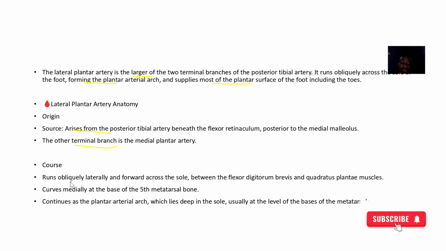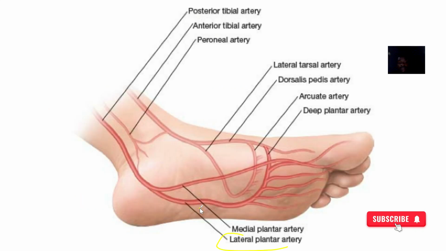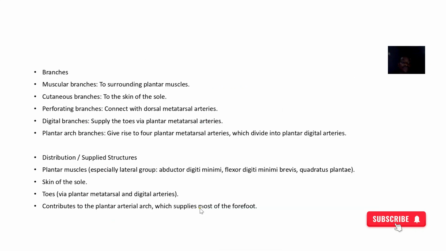What's the course? It runs obliquely, laterally, and forward across the sole between the flexor digitorum brevis and the quadratus plantae muscle. It curves medially at the base of the fifth metatarsal bone. It continues as the plantar arterial arch, which lies deep in the sole, usually at the level of the base of the metatarsals. Beautiful. So what are the branches?